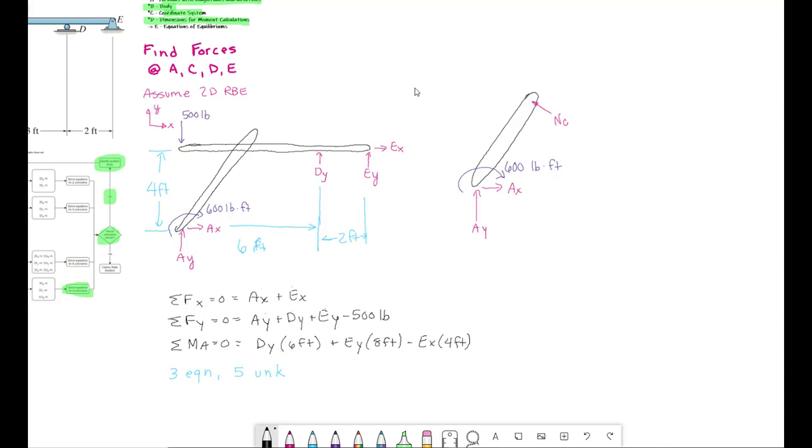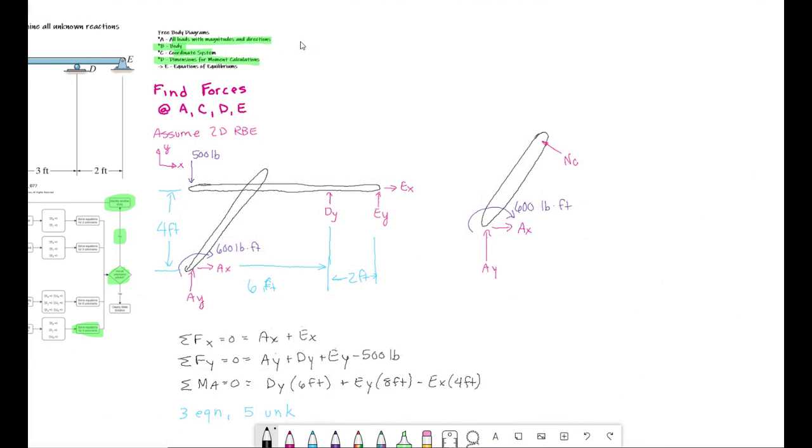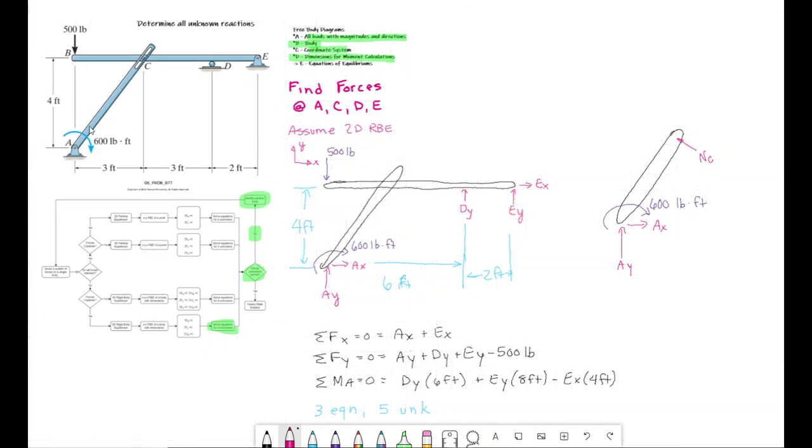So we're looking at all loads with magnitudes and directions shown. We've got AX, AY, we've got the applied moment, we have the normal force at C, but we don't know its direction. We do know that it's going to be perpendicular to the bar, but really to do any math, I need more information than just perpendicular to the bar. So we know that the bar itself goes over 3 and up 4, so the bar itself is a 3, 4, 5 triangle.